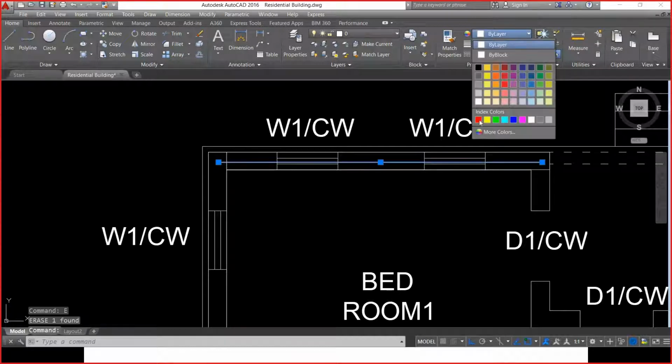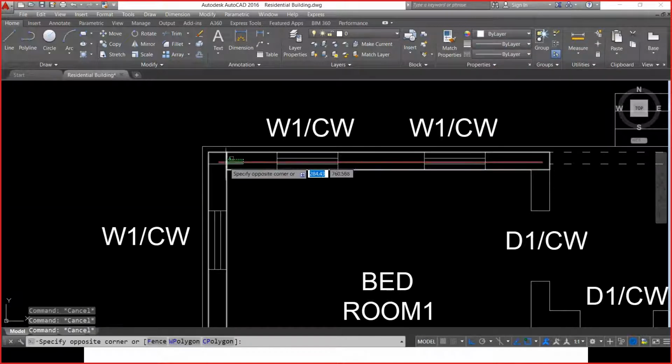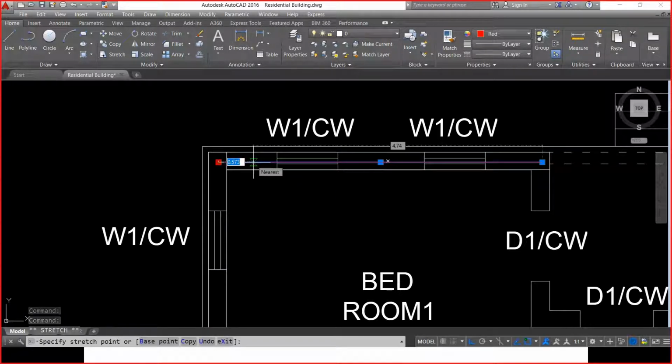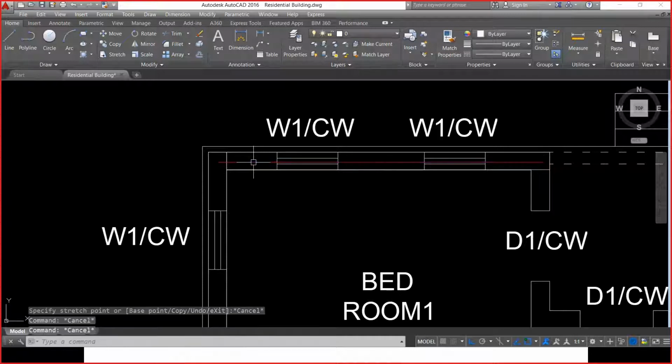This is the center to center distance between the wall. So just deduct the width of the item divided by 2 on either side. That will give us the clear width. So I need the clear width.